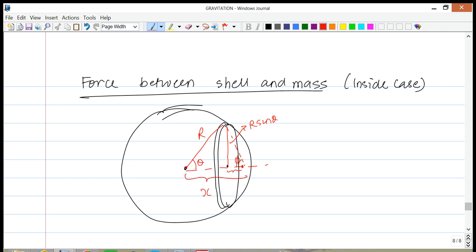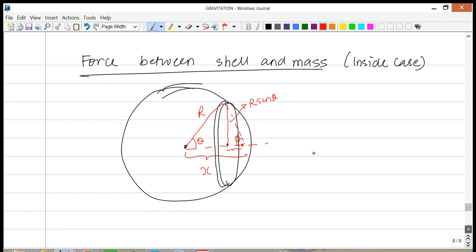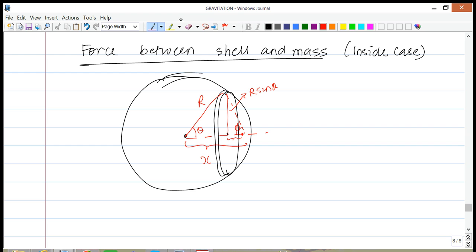Alright, so in this video we're going to show that the force between a shell and a mass when the mass is inside the shell is going to be 0. Okay, so let's do a calculation of this. This is going to be a lengthy calculation as well, but it's something that you should learn how to do.